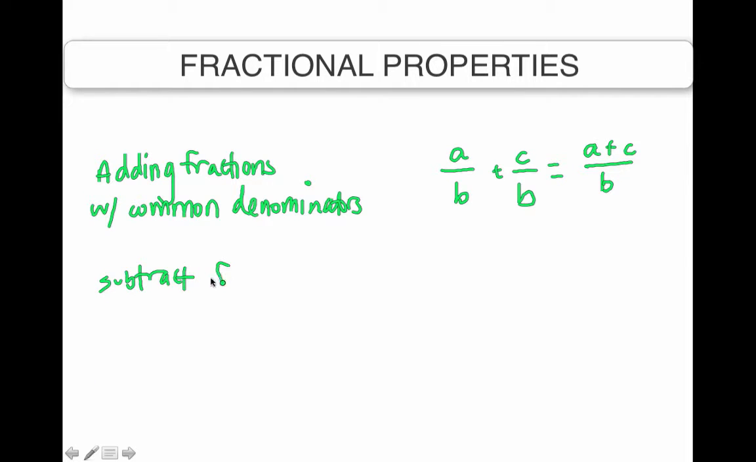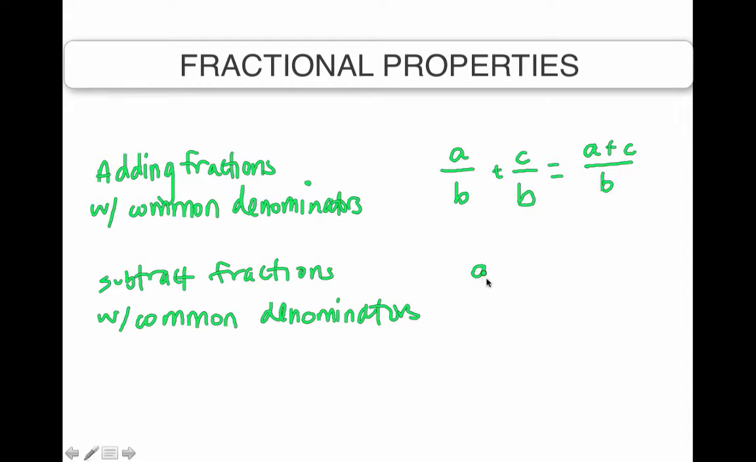When we subtract fractions, it's pretty similar to adding fractions. If they have common denominators, we just subtract the numerators and then put the denominator that they have in common underneath the difference. So if they don't have the same denominator, you have to find the least common denominator.